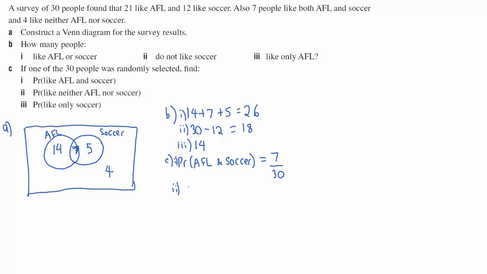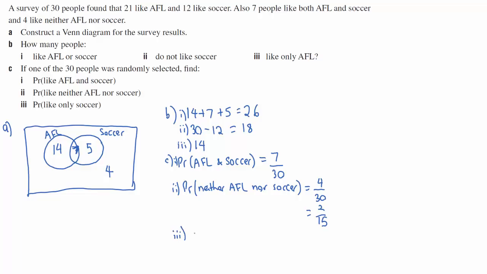Second, we want to find the probability that someone likes neither AFL nor soccer. Well, we can see in our diagram that 4 people like neither AFL nor soccer out of the 30. And we can simplify that fraction down to 2 over 15.